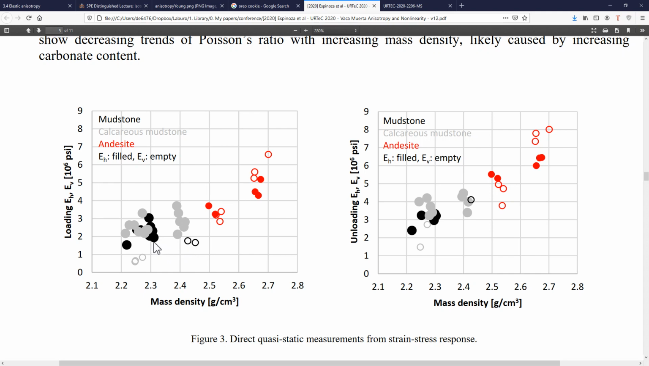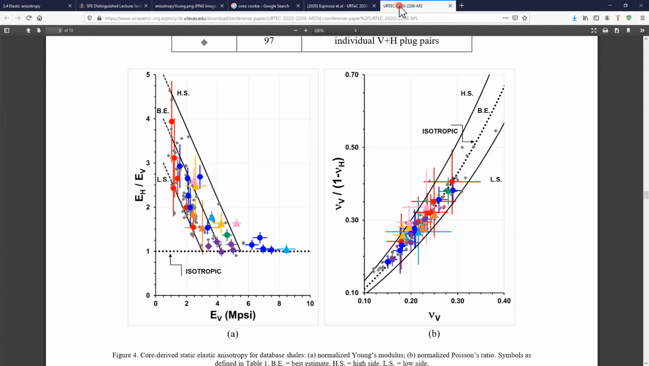And you might ask yourself also, how much is a lot of anisotropy and how much is just not much anisotropy? Well, here I have another example, which is a compilation of data also for shales, in which we see that the ratio of the horizontal to the vertical Young modulus for some of these shales can be up to 4, while in some others it can be not as much, close to 1.